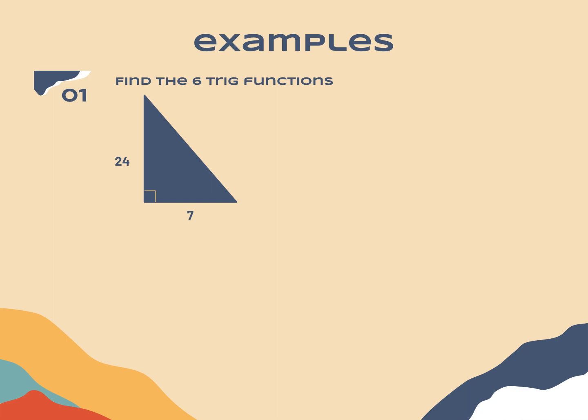Now I'm going to add in letters. So I'll put in A here, a B, and a C. I'm going to find the six trig functions for angle A. They could have also said find the 6 trig functions for angle B, never for the right angle. So I'm going to go ahead and label my sides based off of angle A.